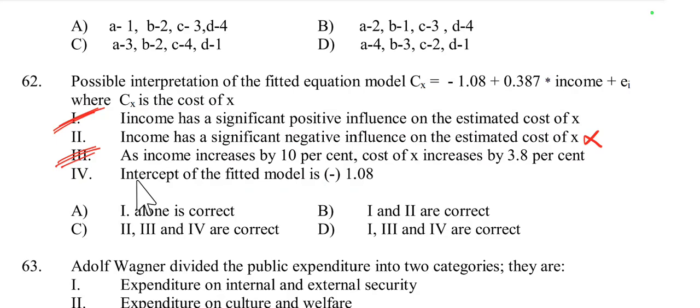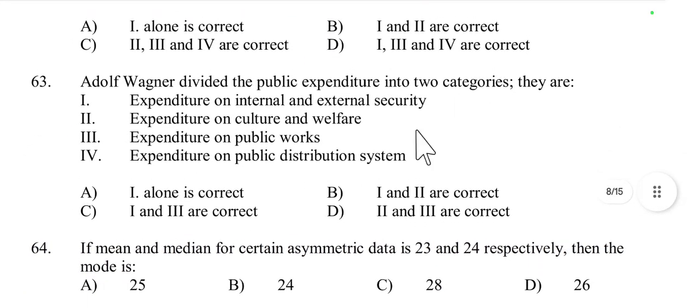Then option 4, the intercept of the fitted model is minus 1.08. Yes, because the intercept being minus 1.08 means that when income is 0, the estimated cost of x is minus 1.08. A negative cost might not have practical meaning in some contexts, but here it is right, because the equation is just like that, minus 1.08. So option 4 is also correct here. Options 1, 3, 4 are correct. Option number D. Then question 63.